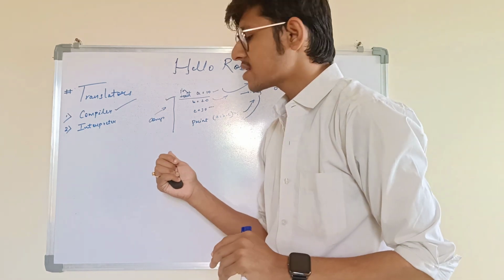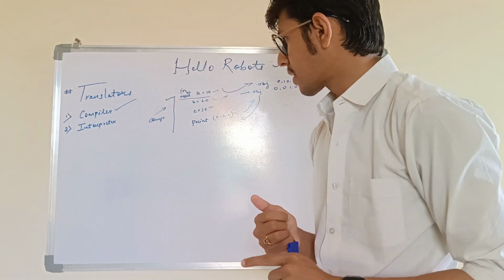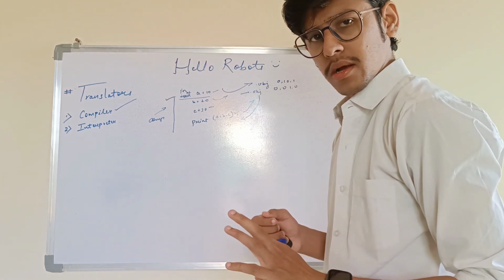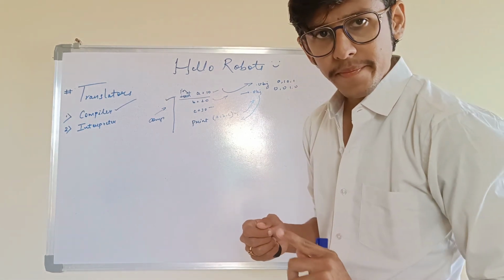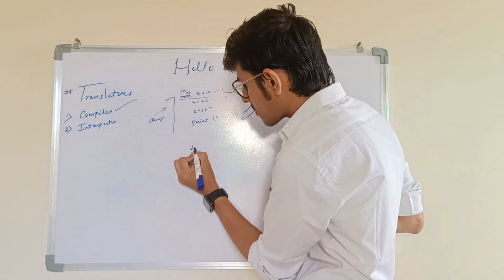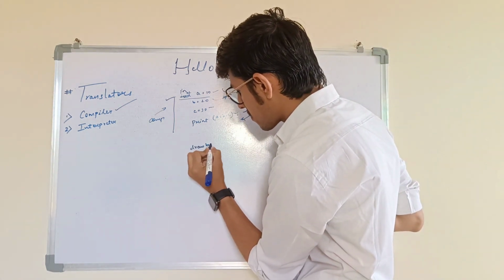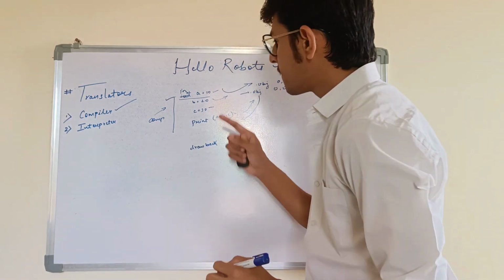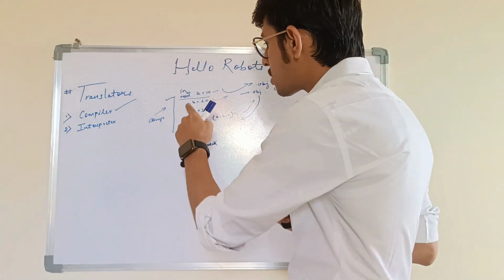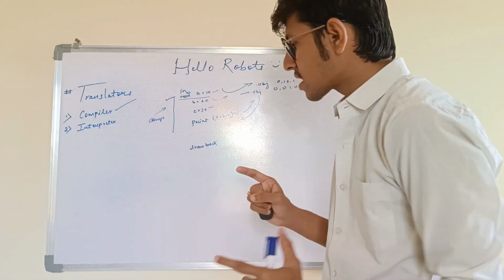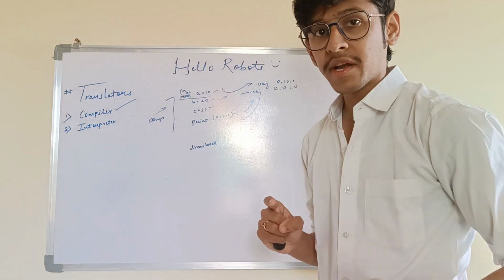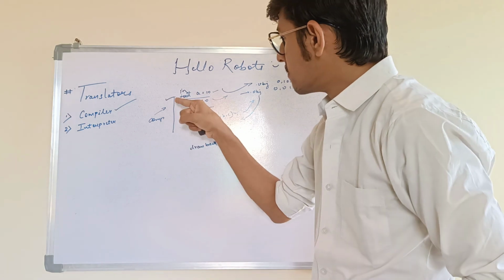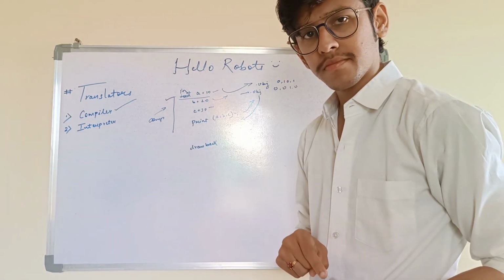So there is an issue with the compiler. This is a drawback. If there is an error, then the compiler should stop here. It won't convert into a .obj file. Why? Because there is an issue.